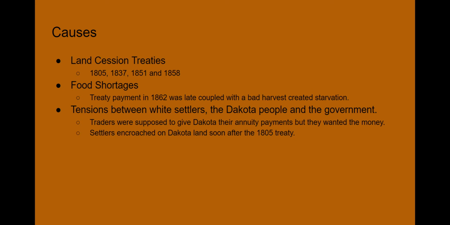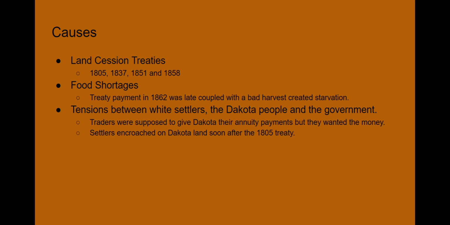Also, food shortages contributed to the outbreak of war, and mainly this is because treaty payments in the summer of 1862 were late, and this coupled with a bad harvest to create starvation in a very desperate situation for the Dakota, which I'll explain later.